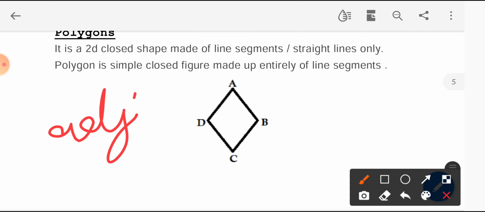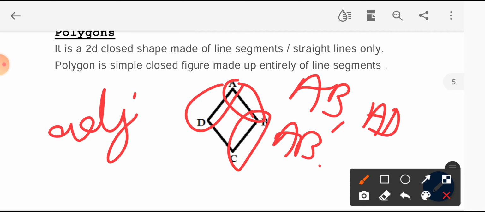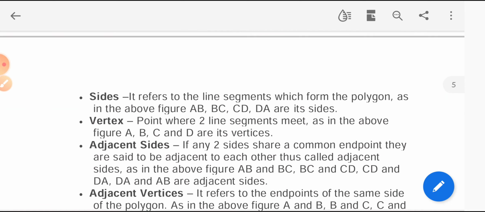Adjacent means near sides. Meaning which sides are near AB? BC and AD. So AB and AD or AB and BC. So these 2 sides are known as adjacent sides. Adjacent sides means the side nearby the first side. The nearby side we call adjacent.